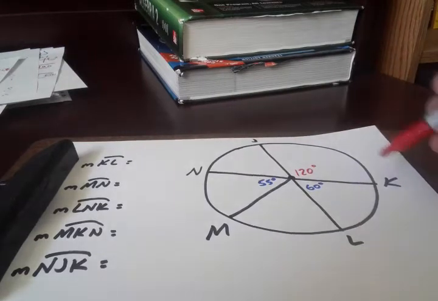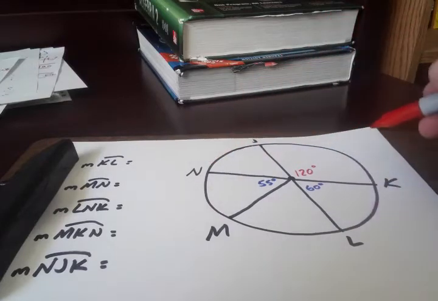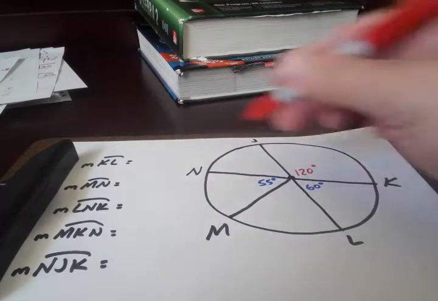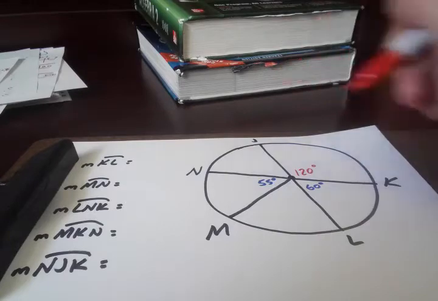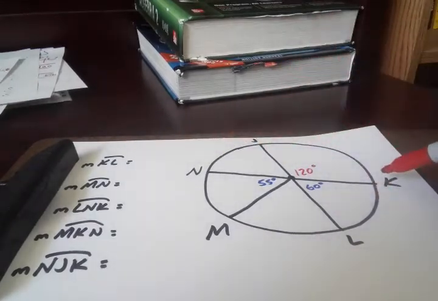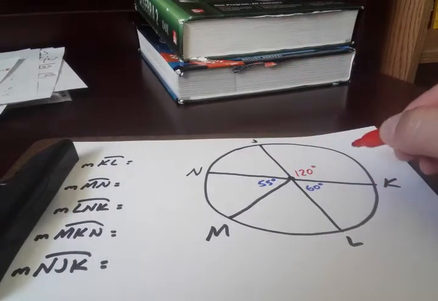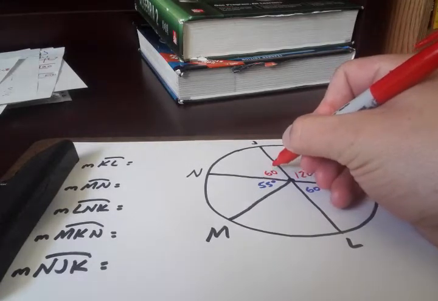Now, we can do the same thing with N and K. Think about it. N and K should equal 180, right? Because it's also a diameter that they told us. They said KN in the instructions, but KN is a diameter as well. So 180 from here to here. 180 minus 120 is 60.